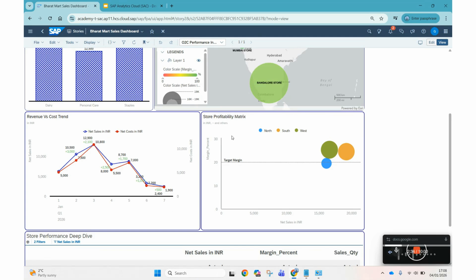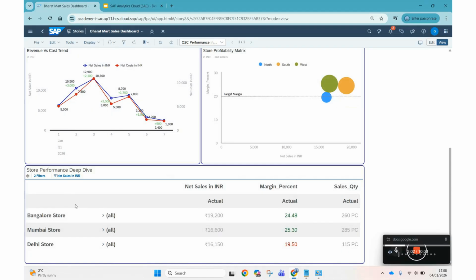Here you see the store profitability matrix. It is a scatter plot or a bubble chart, which gives me the insight into how my different stores are doing in terms of profitability. The target margin that was set by the management was 20%. And I can see two stores are beating that target, but one store is slightly lagging behind.